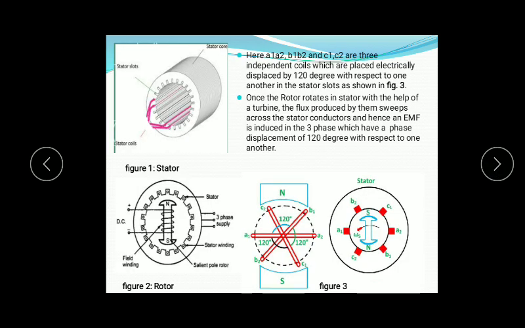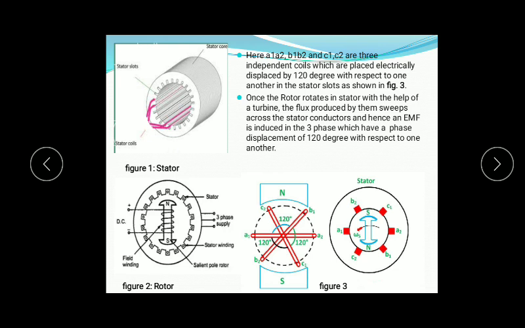Now here the stator is cylindrical in shape and it has uniform slots on its inner periphery. The conductors which form the winding of the alternator are placed in these slots. You can see the pink color are the windings which are placed in these slots. These windings are connected together either in star or delta fashion. We'll see what star winding and delta winding are in the next topic.